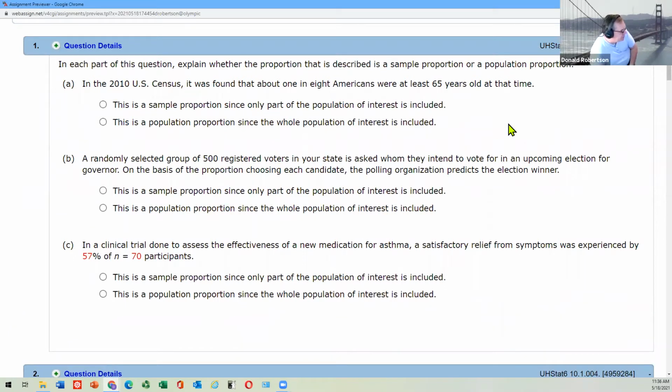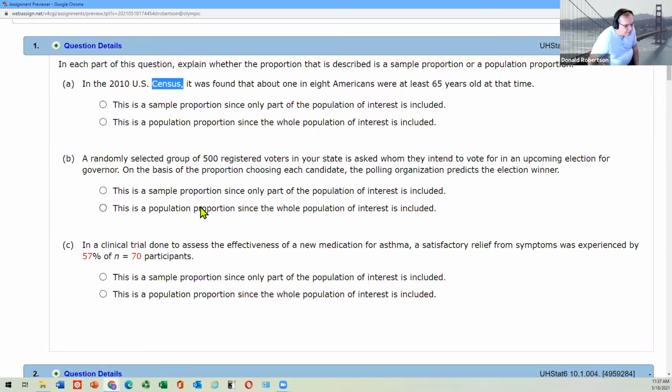In each part of these questions, explain whether the proportion that is described is a sample or a population proportion. So we ain't going to overthink this. In the 2010 US Census, it was found that about 1 in 8 Americans were at least 65 years old. Okay, what's that 1 in 8 Americans? Is that a sample proportion or a population one? Population.